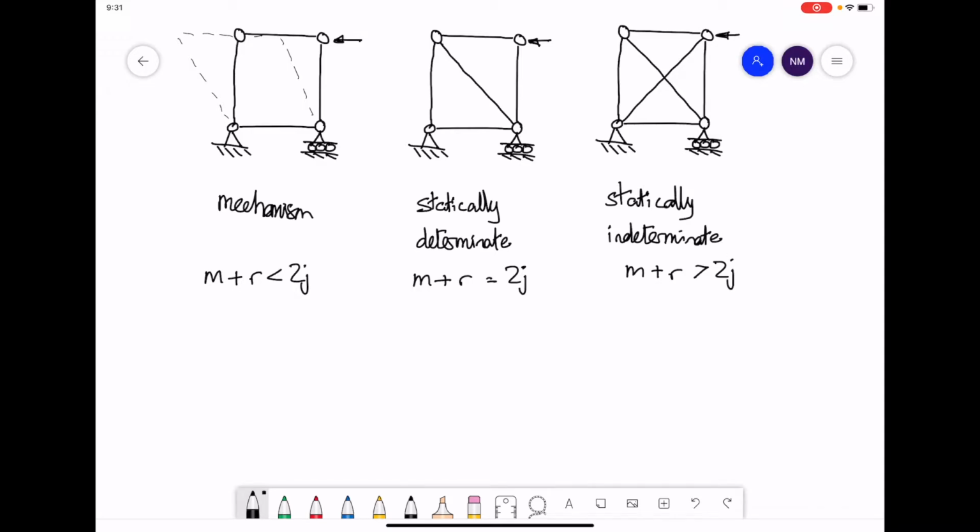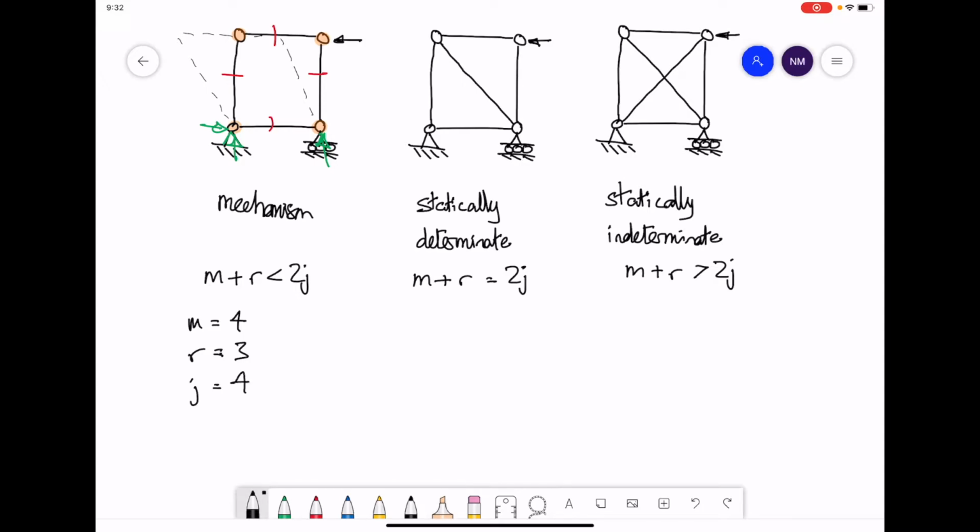In our first case, the mechanism, members, we have 1, 2, 3, 4 members. Number of reaction forces, remember a fixed support gets replaced by 2 reaction forces. A roller support gets replaced by 1, so in total we have 3 reaction forces. Then number of joints, 1, 2, 3, 4 joints.